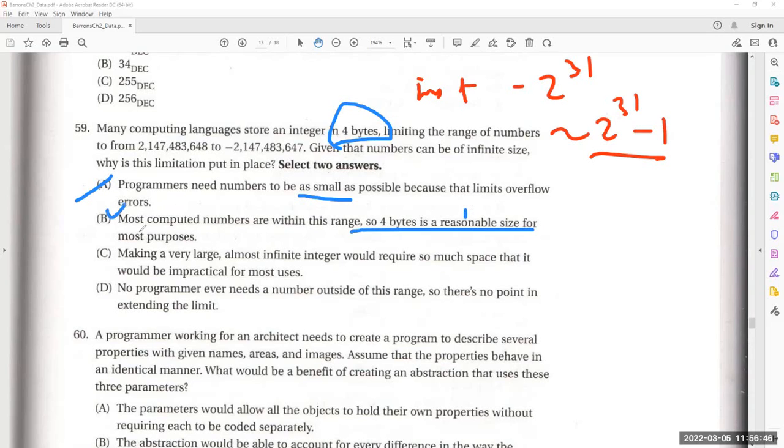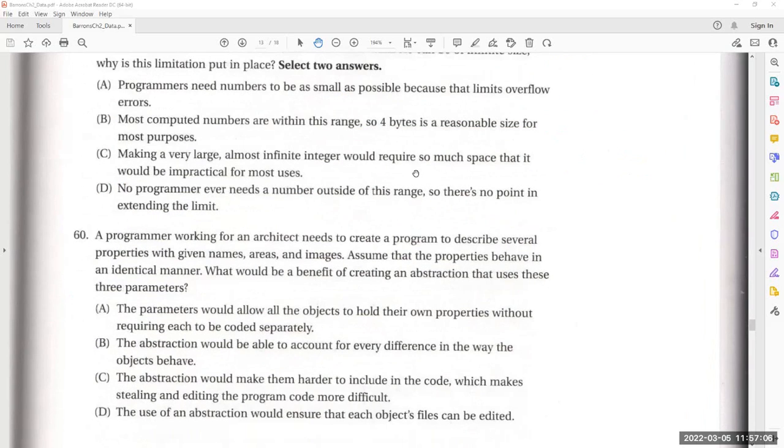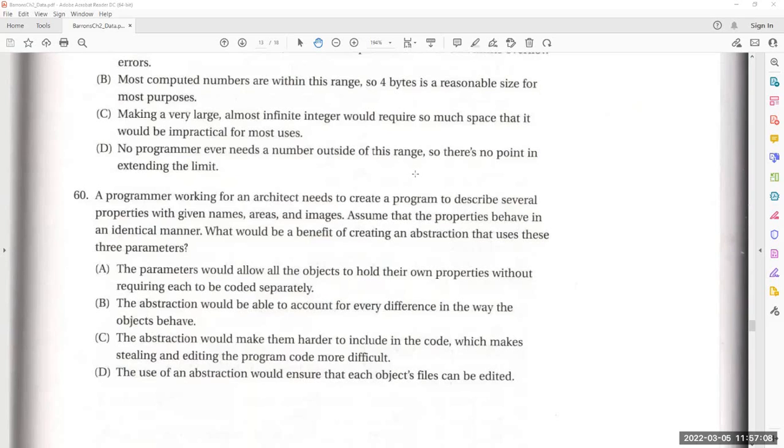Yes, B is correct. C: making a very large, almost infinite number would require so much space that it would be impractical. Yes, it would be impractical. So C is correct. D: no programmer ever needs it. Yes, there are some people who would need it. So D is wrong. Okay. It doesn't mean that nobody needs it.